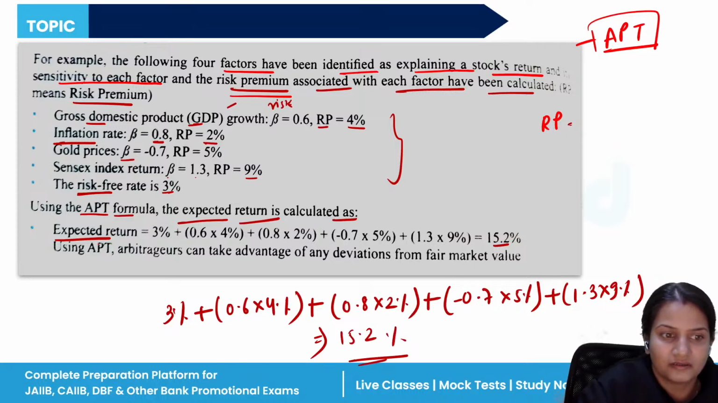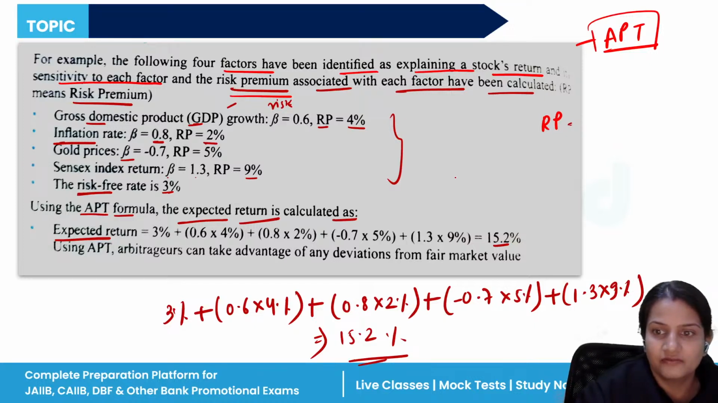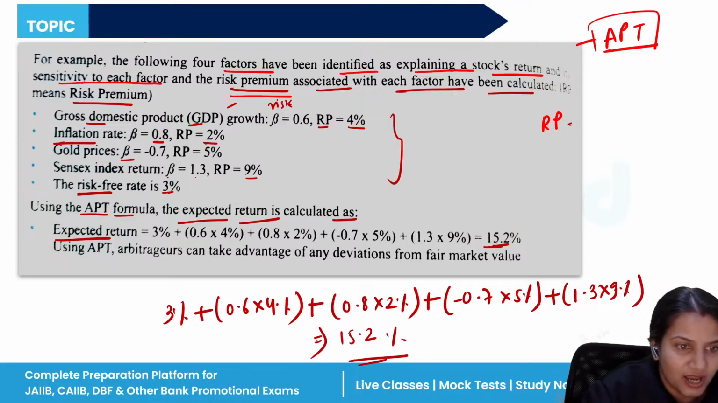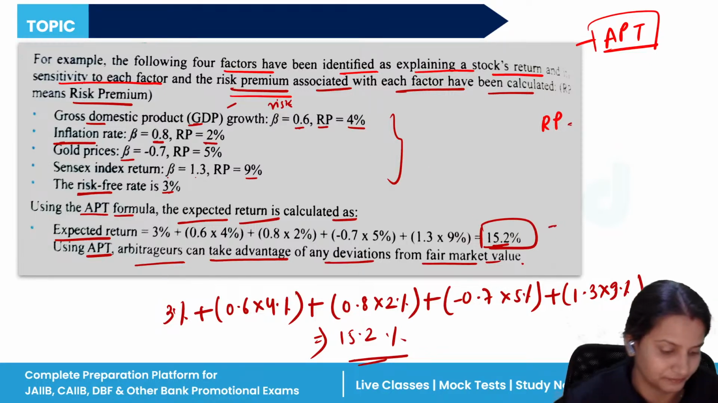So this is all the factors. If you sum up all the factors, what exactly the answer comes to is 15.2%. So using arbitrage pricing theory, arbitrageurs can take advantage of any deviation from fair market value. So this is the fair market value and the risk premium is given to cover the risk. So this is the premium given to cover this risk, and from this, the percent one can earn is 15.2%.